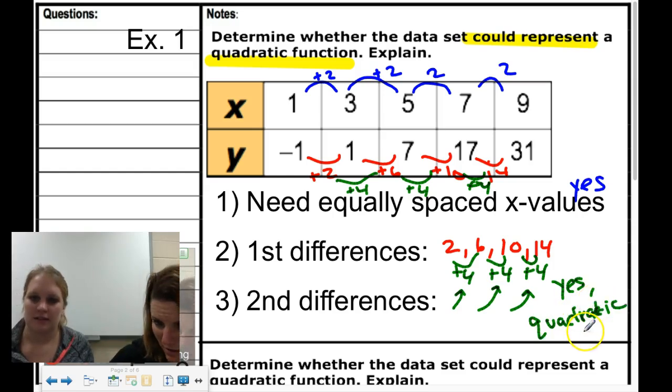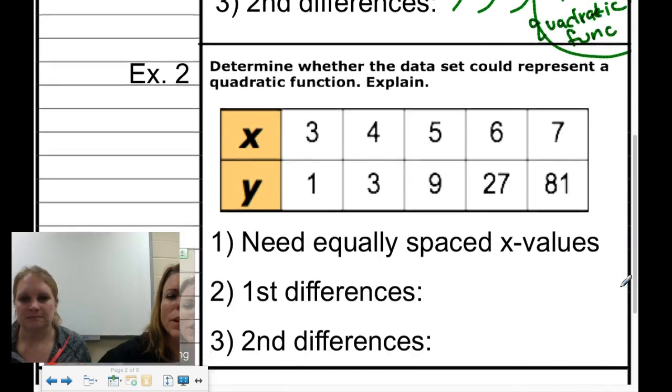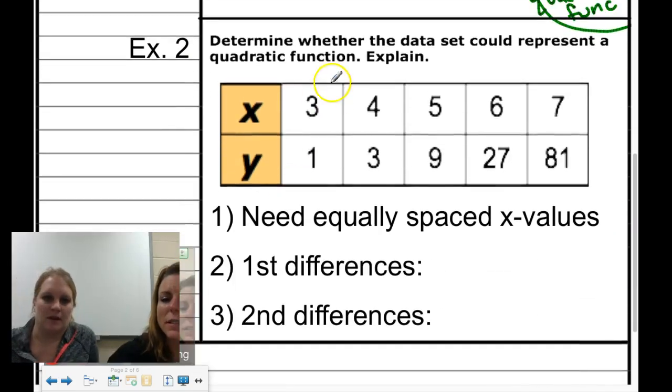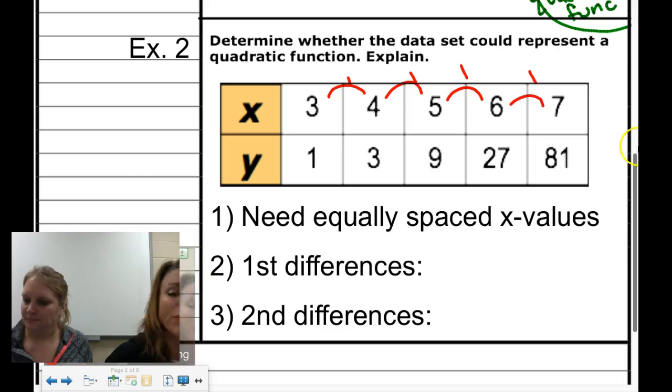So the answer is yes, quadratic function. There we go. Good enough. Let's do another one. Here we go. Let's always look at the x's. All right, going up by 1, 1, 1, and 1. Okay. Now let's look at our first differences.